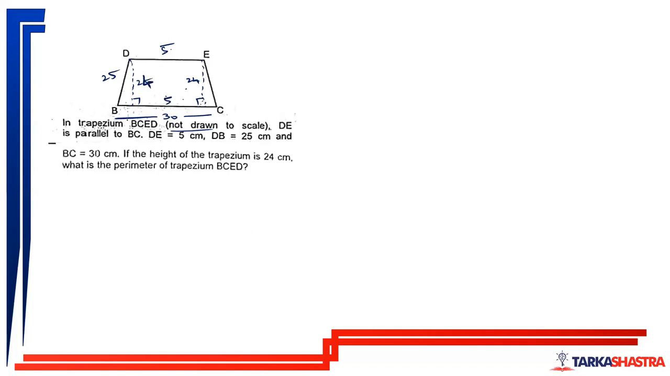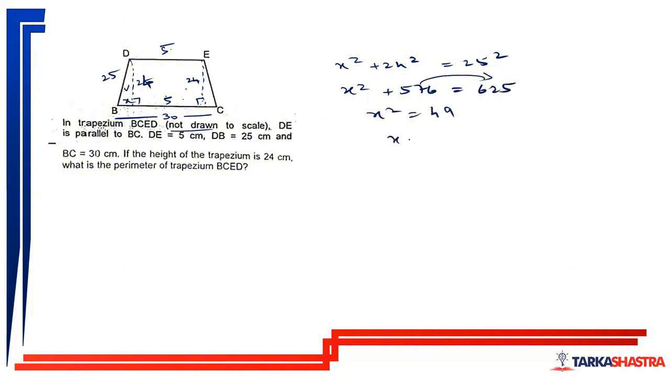And the figure is not drawn to scale. Now, if this is true, this is, let us say, X. So if I apply Pythagoras theorem on this triangle, it will be X square plus 24 square is equal to 25 square, which is X square plus 576 is equal to 625. Which is X square is equal to 49, which gives me X is equal to 7. If X is 7, this is 5, this has to be 18. Only then the total will be 30.